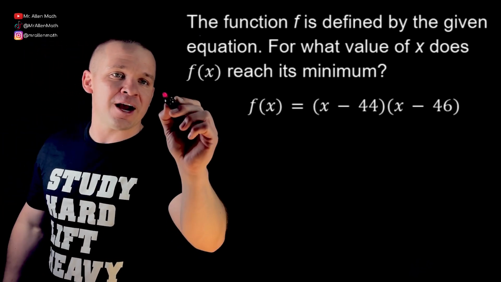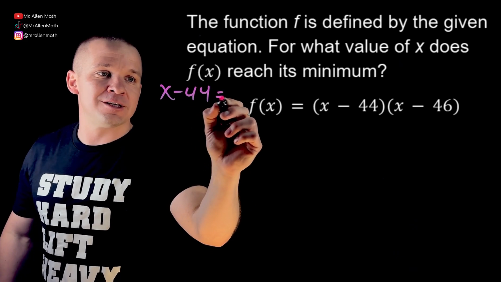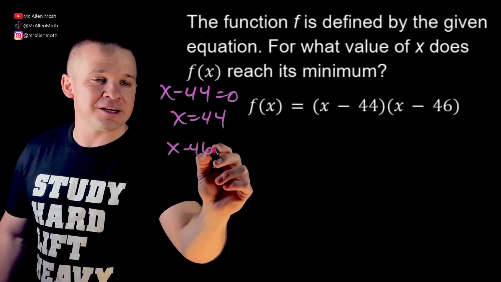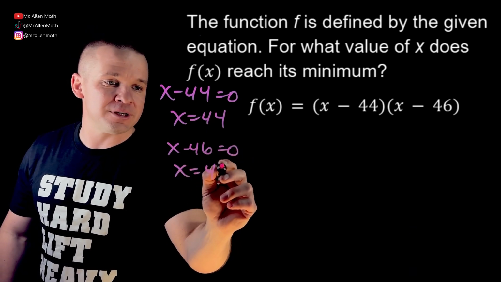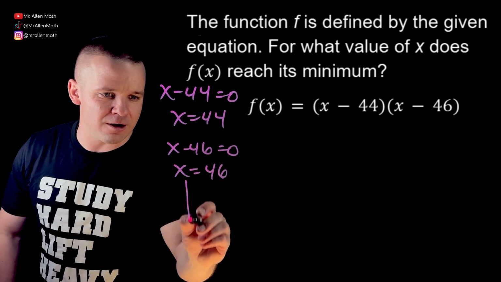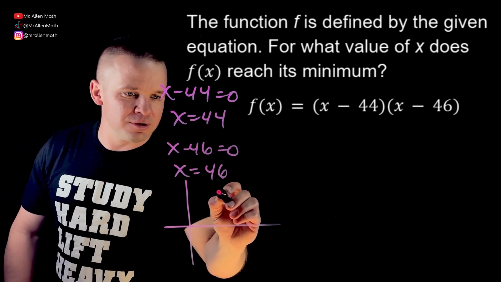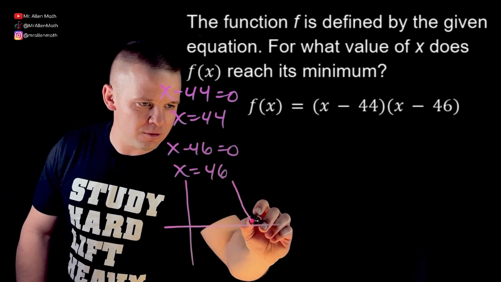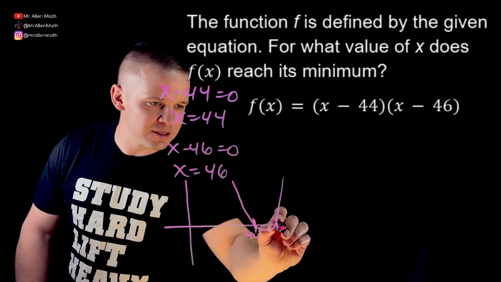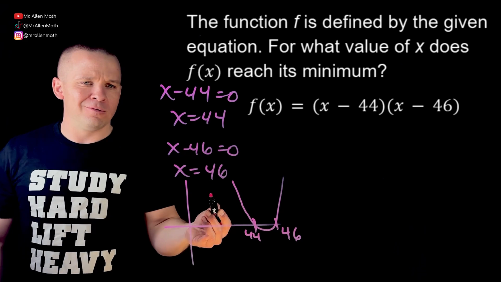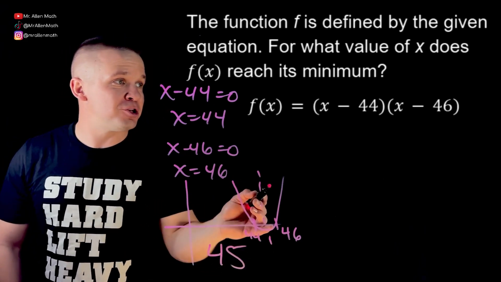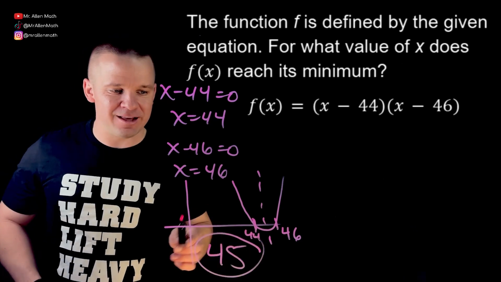If I take each factor, x minus 44, set it equal to 0, I get x equals 44. And then if I do x minus 46 equals 0, I get x equals 46. Now, if you think about your x-intercepts, let me just do a rough sketch right here. XY coordinate plane, it's doing something like this, okay? So it's going to be like, woo, and this is 44, and this is 46. Well, where's my vertex going to be? Smack dab in the middle at 45. So my choice is B right there.